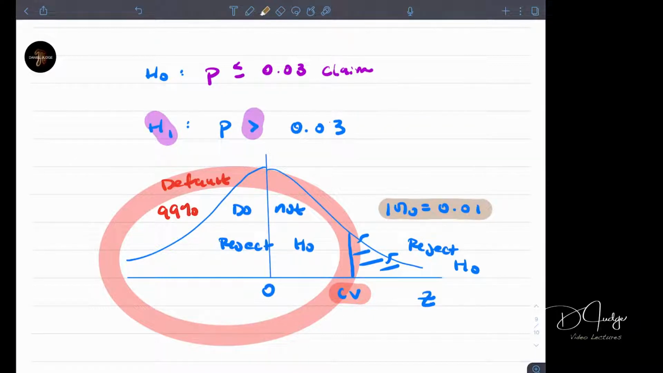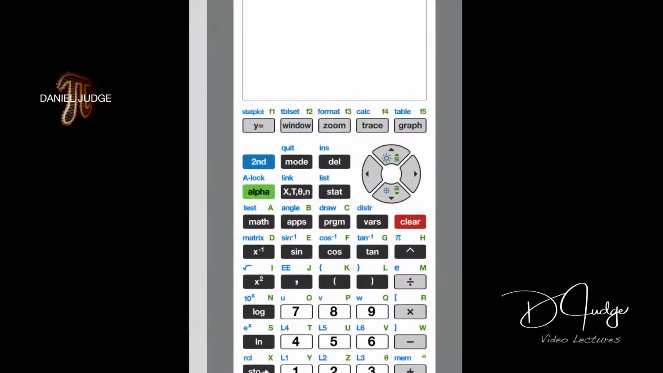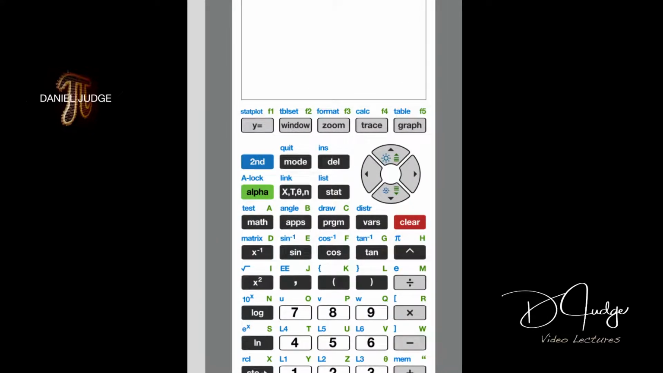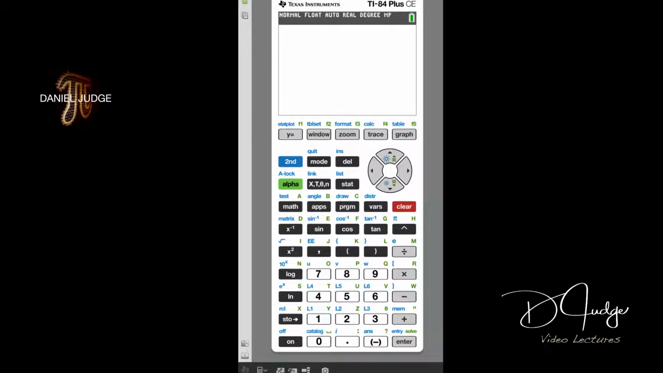In order to do that, we're going to go to the TI, because remember, this is a TI presentation. All right, we're going to go to second distribution, inverse norm. Now, 99% is in the left portion here. This is the Z distribution, where the mean is 0 and the standard deviation is 1. Make sure those things are there.